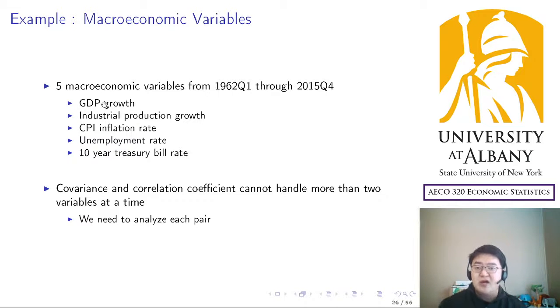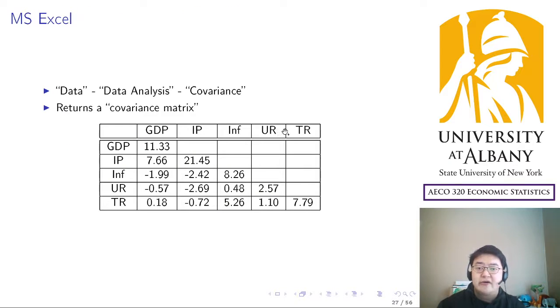For example, you can calculate covariance between GDP and industrial production growth rates. Or you can calculate the correlation between GDP growth rate and CPI inflation rates. Or any pair you choose, then you can calculate covariance. In that way, we are going to make a table. It's a matrix or a table.